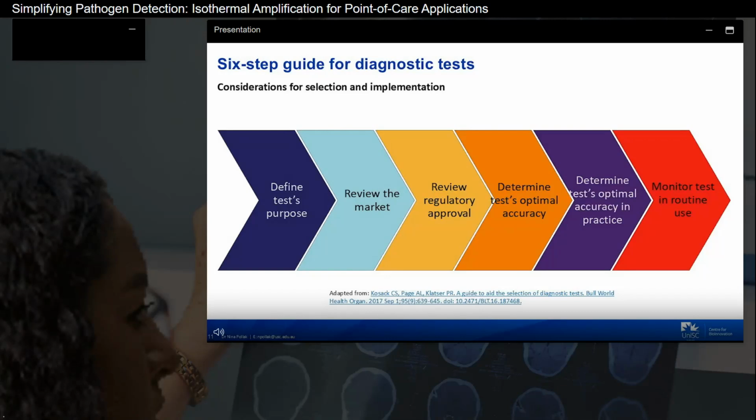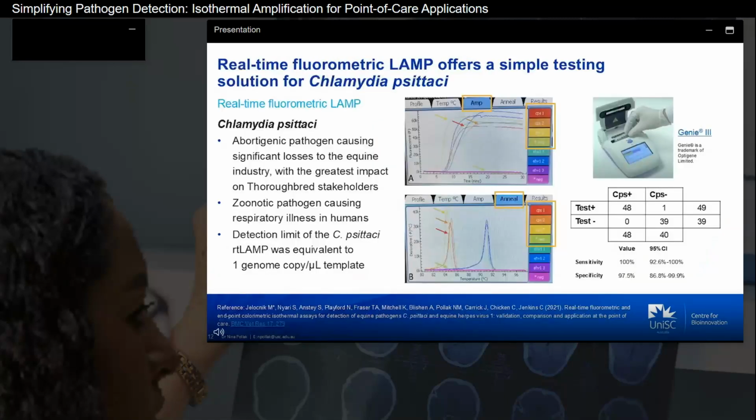Four, assess diagnostic accuracy in ideal conditions. Check how well the test performs in controlled environments, and only then move on. Step 5, evaluate accuracy in clinical practice. Confirm that the test's performance is reliable in real-world settings. And 6, monitor performance in routine use. Continuously track the test's effectiveness and address any issues during regular use. By following these steps, you can ensure the diagnostic test is effective and reliable. Now I will move on to some examples.